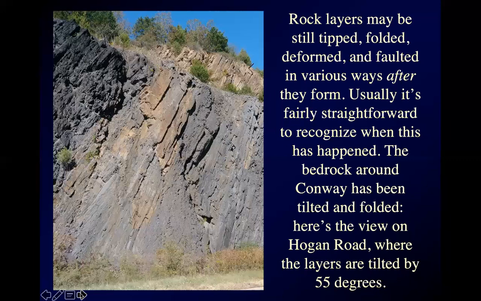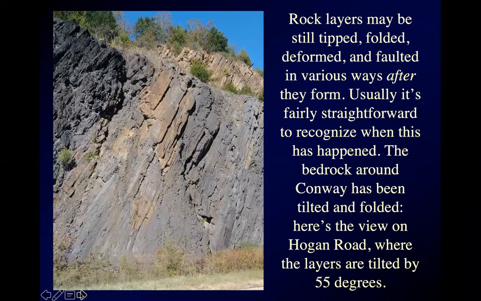Sorry. Anyway, so I took this picture where they blasted Hogan through Cadron Ridge, and it's made of sedimentary rock layers. The layers are tilted by about 55 degrees. Instead of being horizontal, they're sticking up at a slant.